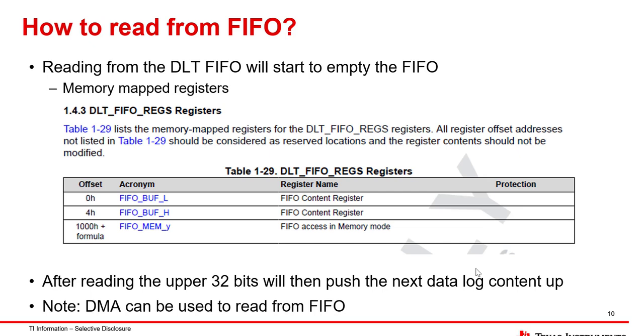Reading from the FIFO must be done in a certain way. To read all the data log contents, you should read the FIFO buff L first, then the FIFO buff H next. When reading the FIFO buff H content register, the next data log content will be pushed to the top. The DMA can be used to read from the FIFO.